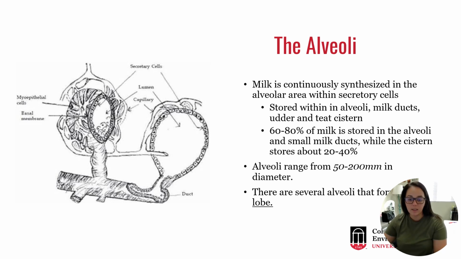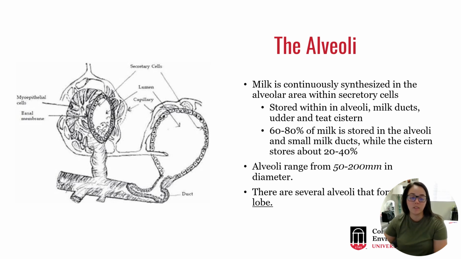So 60 to 80% of the milk is stored in the alveoli and small milk ducts, and about 20 to 40% of it is stored in the cistern. So we see a lot of milk storage here in the alveoli. So it's important, and that'll tie into what we talk about a little bit later.